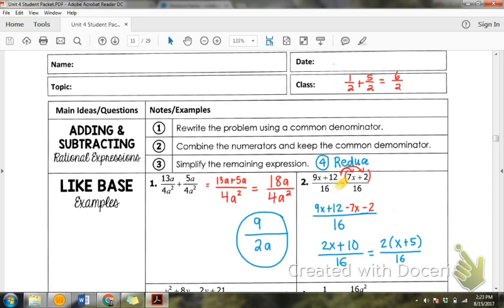Can I reduce 2 over 16? The 2's on the outside, so it's by itself. Can we reduce 2 over 16? Okay, this becomes a 1 and this becomes an 8. So my final answer would be x plus 5 over 8.